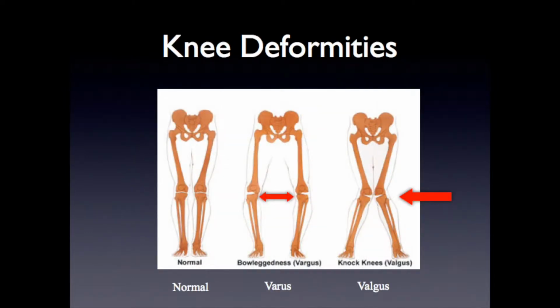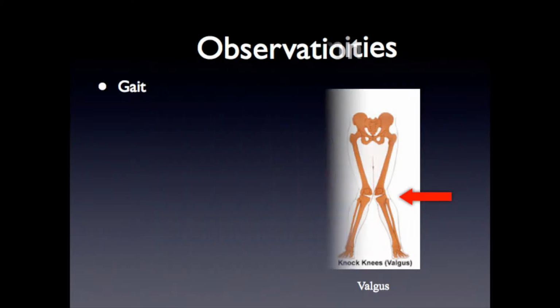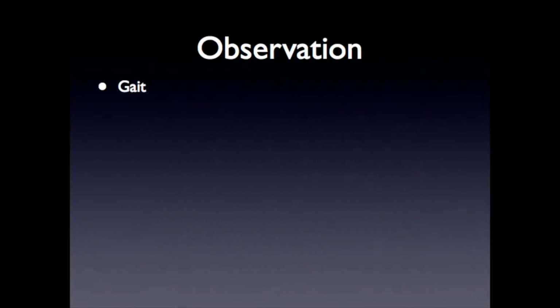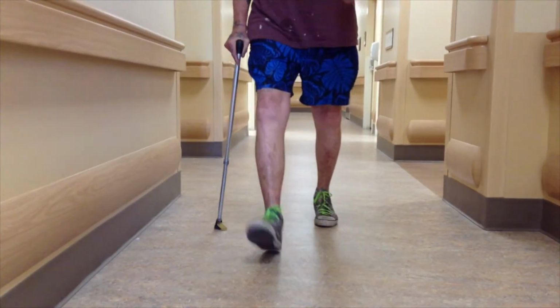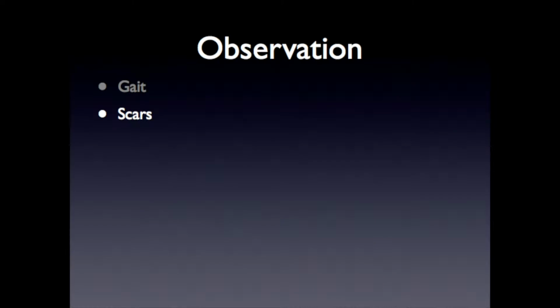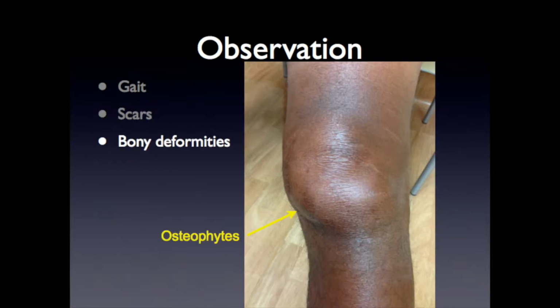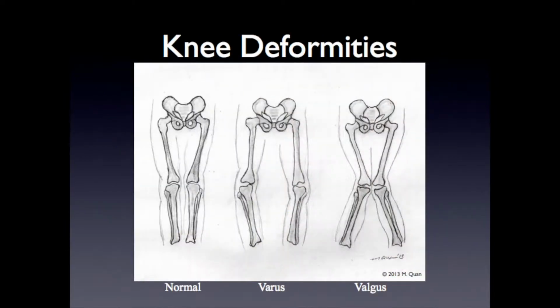Let's begin with observation. It is important to observe the gait of the patient looking for an antalgic gait or limp. Observe for scars from prior surgery or trauma. Bony deformities can be present, such as osteophytes. In addition, you can see a bow-legged or varus deformity, which, if not congenital, is usually the result of medial compartment osteoarthritis. A knock-knee deformity or valgus deformity can develop from lateral compartment osteoarthritis.